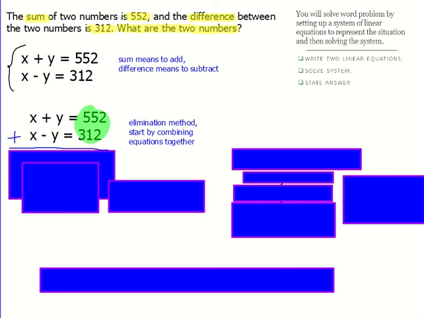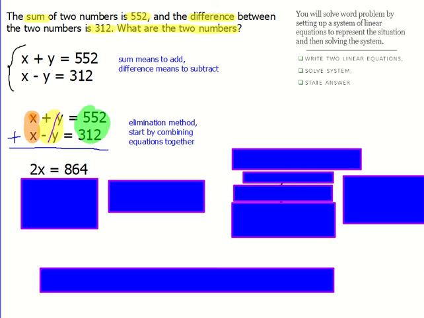And then you're going to combine the y's. You have a positive and a negative, so they're opposites, they cancel out. And then the x's, remember the coefficient in front of an x is 1. So you have 1x plus 1x, which is 2x. So when you combine those together, you get 2x equals 864.